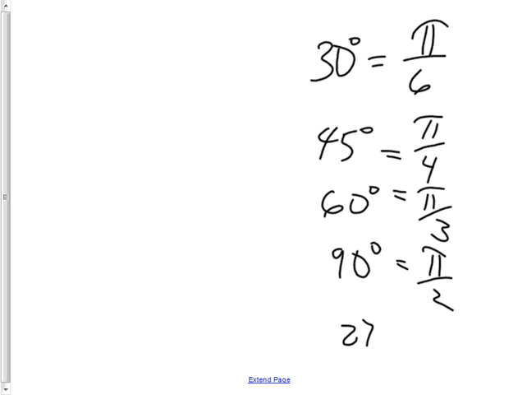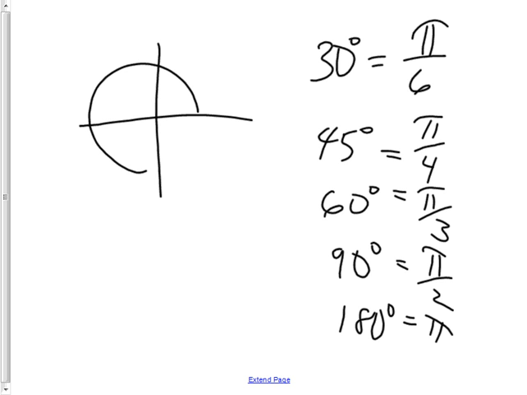270, but 180's in there. Yeah, I think 180 is worth knowing. That's probably the easiest one. 180 is pi. Okay, what if we're around at 270, which is down there?